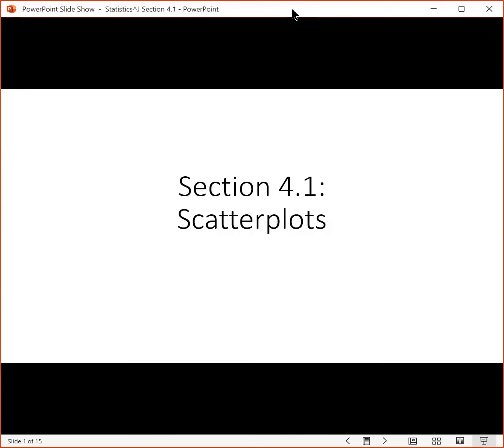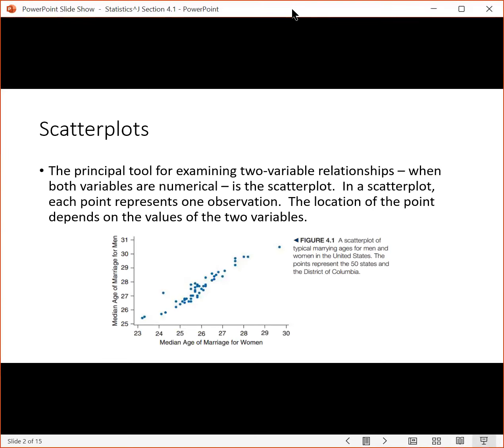Hello. In this video, we will cover section 4.1, which is on scatterplots. The principal tool for examining two variable relationships when both variables are numerical is the scatterplot. In a scatterplot, each point represents one observation. The location of the point depends on the values of the two variables.